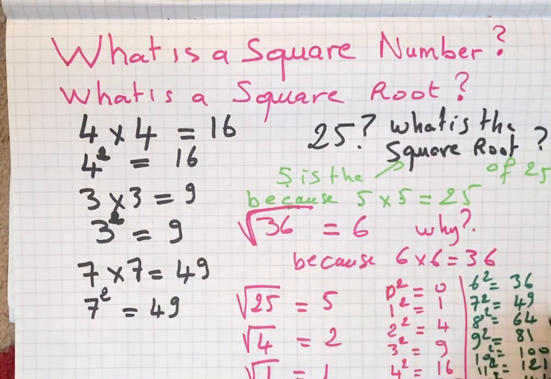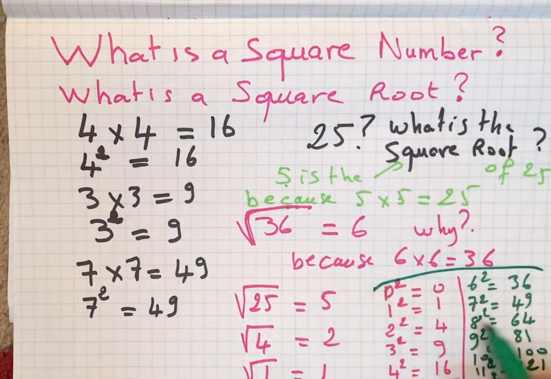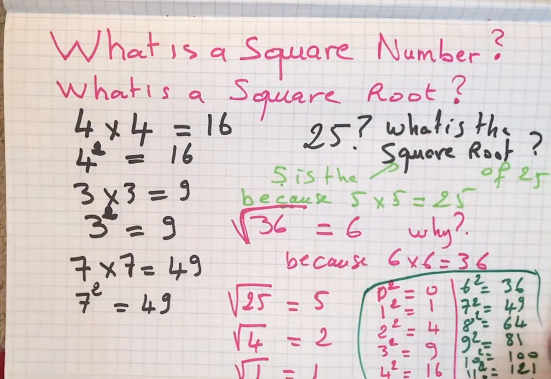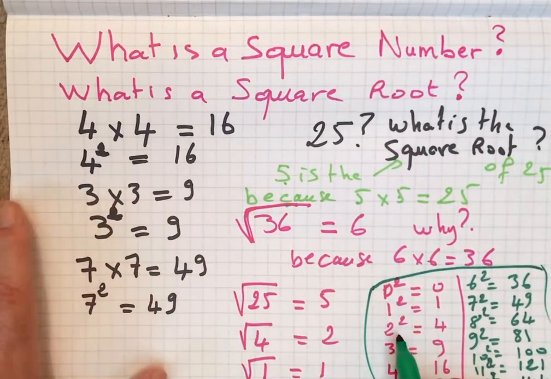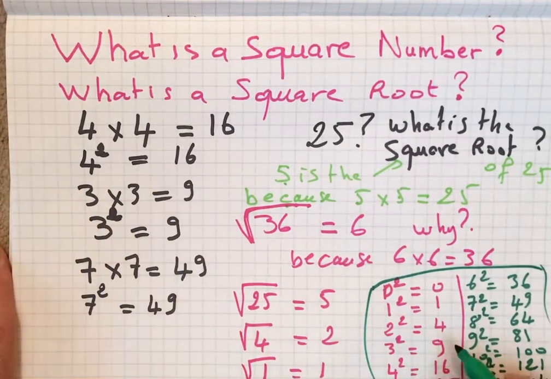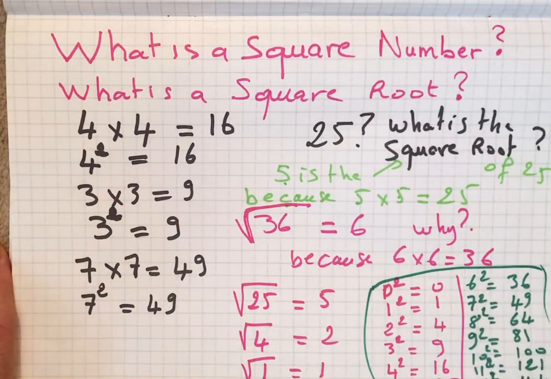Then all these numbers here, we can reverse them. Let's say 2 squared equals 4. We can say the square root of 4 is 2. The square root of 9 is 3. The square root of 81 is 9. The square root of 49 is 7. The square root of 100 is 10.